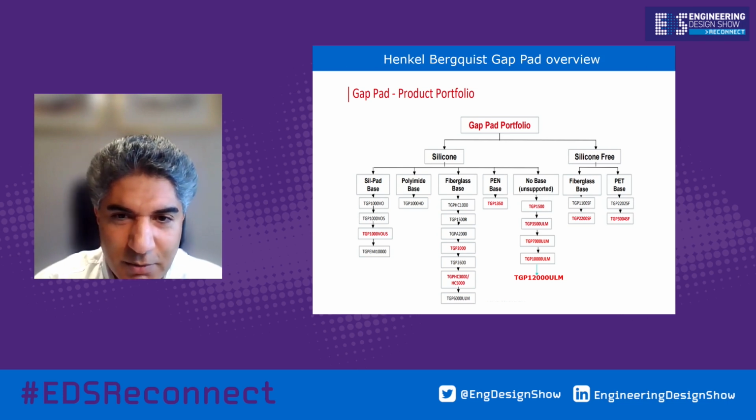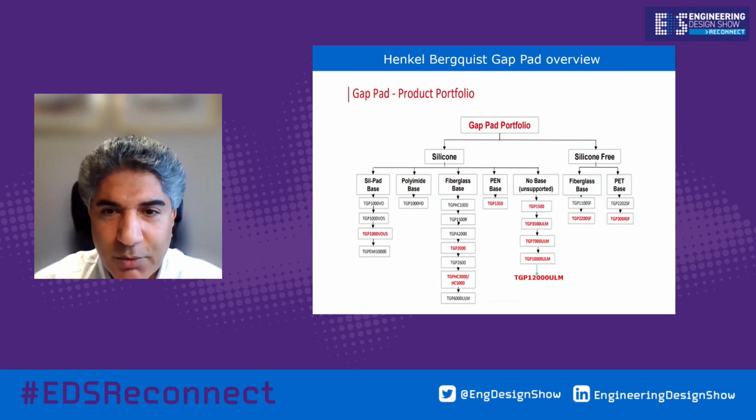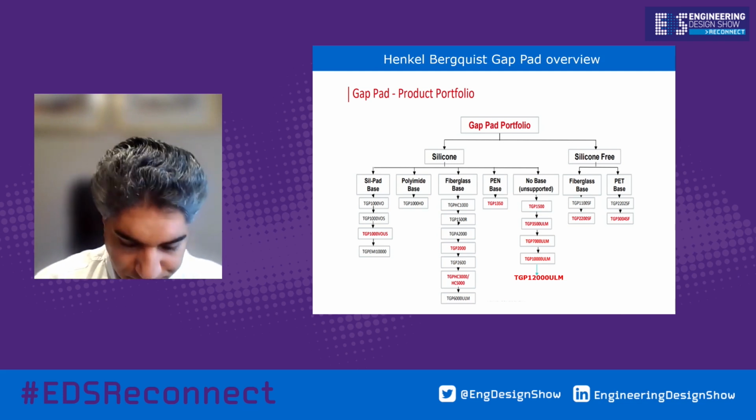So in terms of new development, there are the ultra low modulus materials, the thermal gap pad 12000 ultra low modulus. There's also a 10 watts per Kelvin, which is relatively new. And obviously within the Berquist range, we've also got silicone free if you've got outgassing challenges.